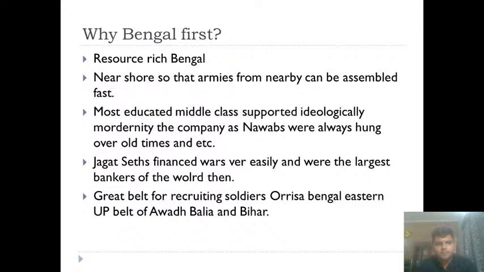The most educated middle class supported the company ideologically, as the Nawabs were always hung over old times. The educated middle class supported the British because the British symbolized modernity not only in the administration system but also ideologically. Jagat Seth financed the war very easily and were the largest bankers of the world. Then Jagat Seth found that they would get a better deal. Also, a great belt for recruiting soldiers: Orissa, Bengal, Eastern UP. Again, I told you about nationalism. There was no nationalism. It was only who will pay me more.